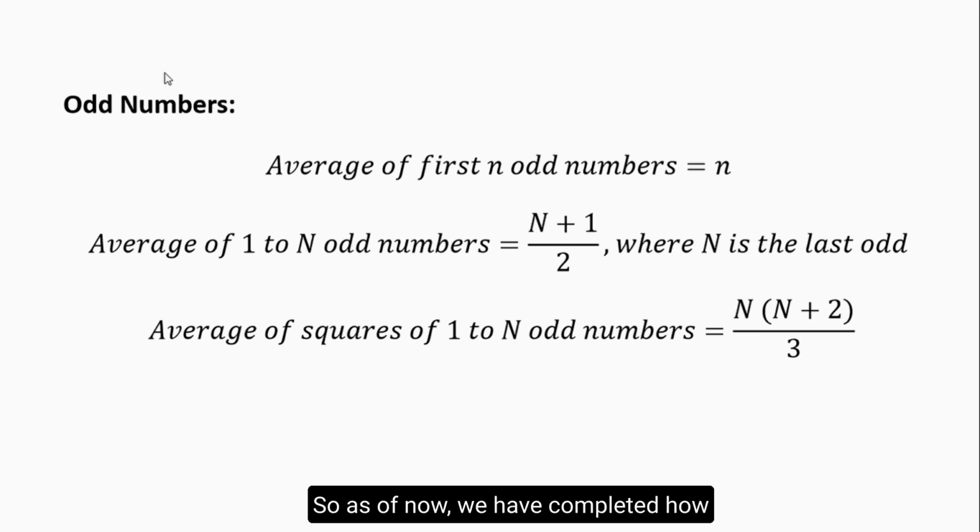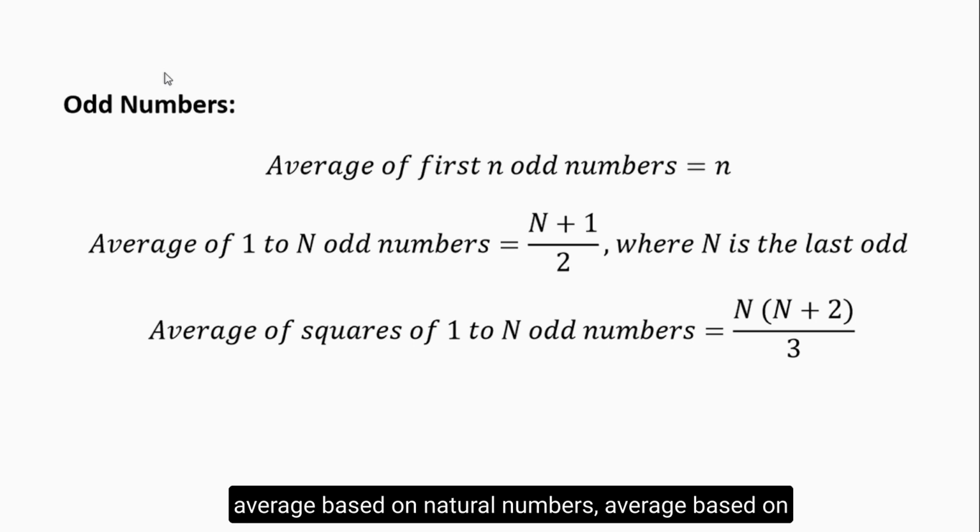So as of now, we have completed how to compute average based on numbers. That is average based on natural numbers, average based on even numbers, and average based on odd numbers. Let us solve some examples in order to understand how all the formulae work.